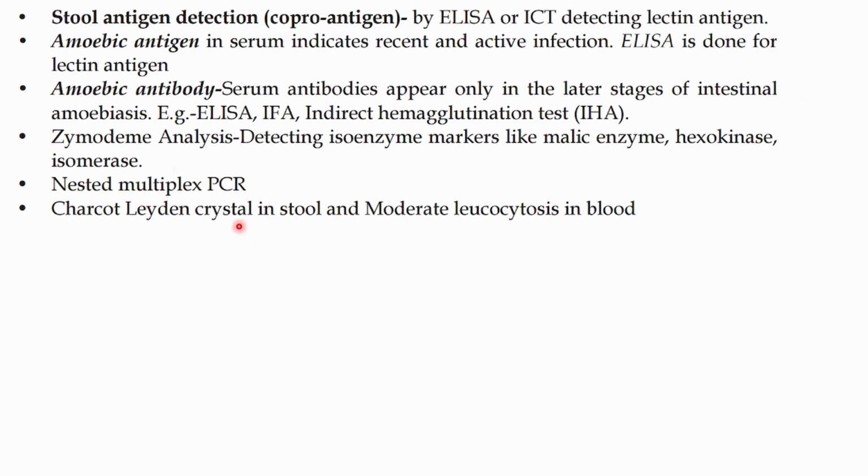Nested multiplex PCR, Charcot-Leyden crystals in stool, and moderate leukocytosis. Charcot-Leyden crystals are needle-like structures formed from the breakdown products of eosinophils. Done.